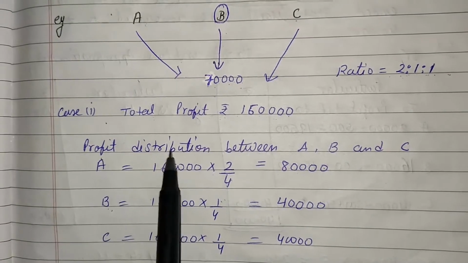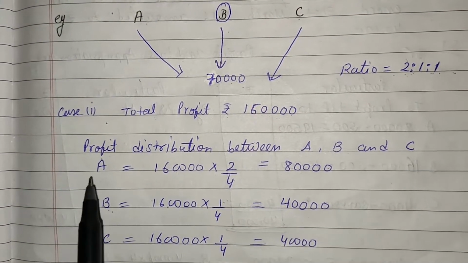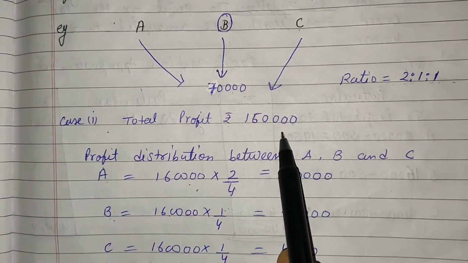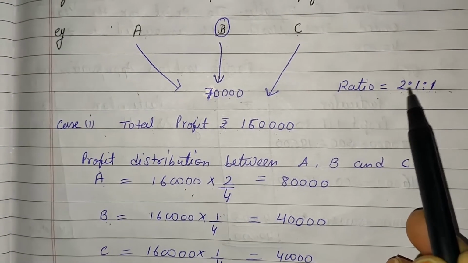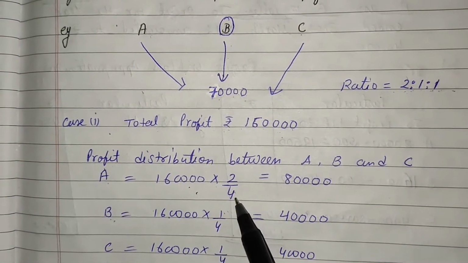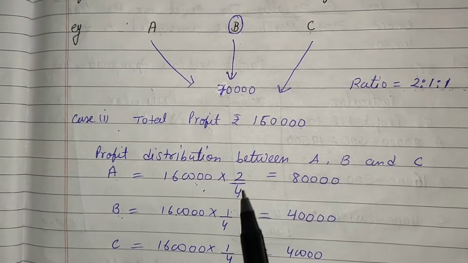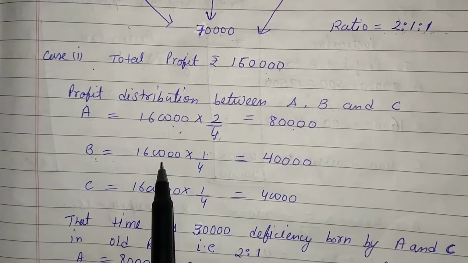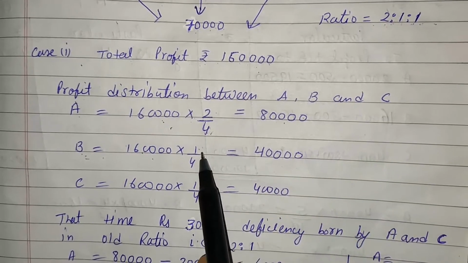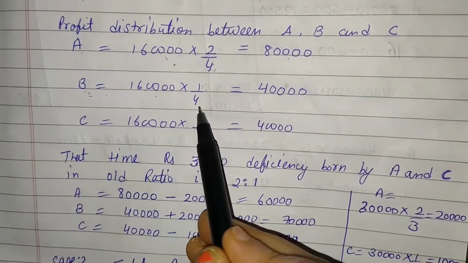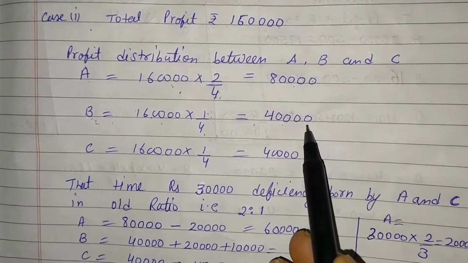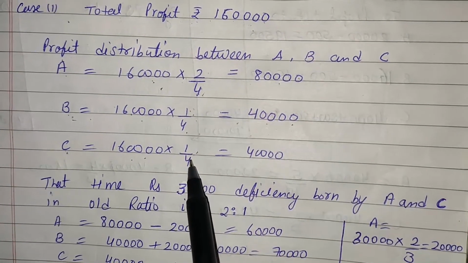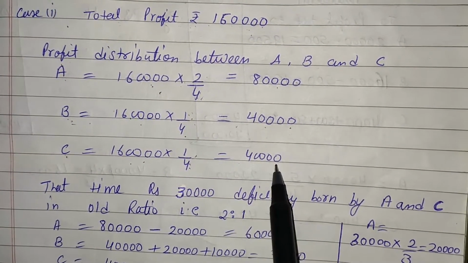In this case, for the profit distribution between A, B and C, A's share: 1,60,000 is the total profit, A's share is 2, and the total of 2 plus 1 plus 1 is 4. 1,60,000 multiplied by 2 divided by 4 gives 80,000. B's share: 1,60,000 times B's share 1, divided by the total 4, gives 40,000. After that C: 1,60,000, C's share is 1, total 4, and we get 40,000.